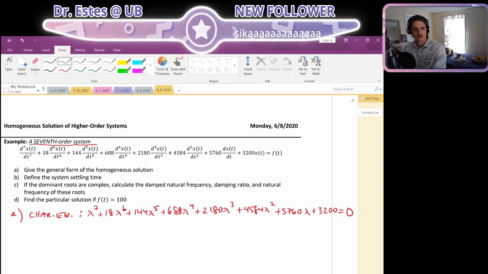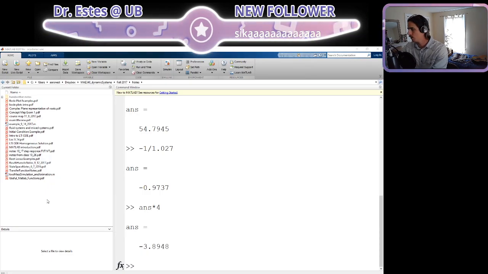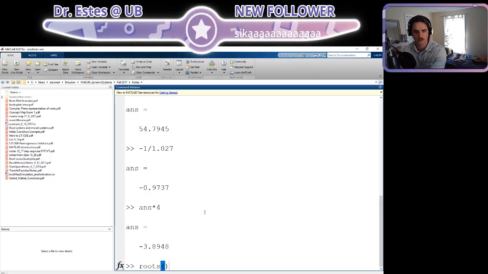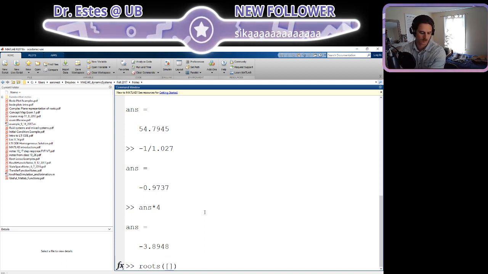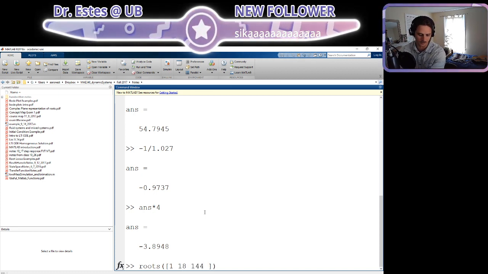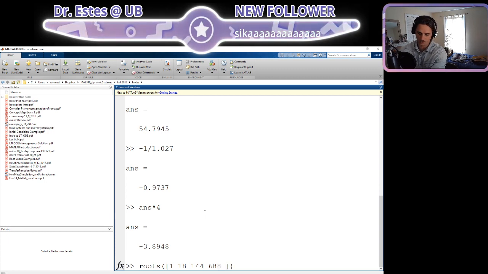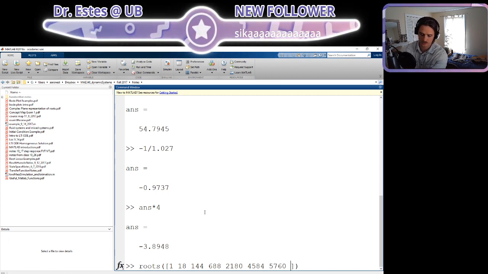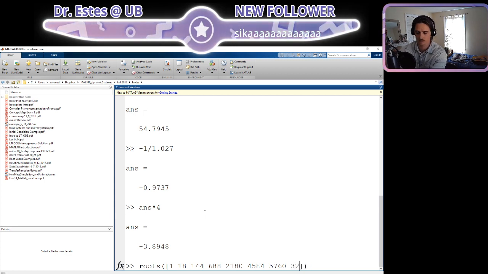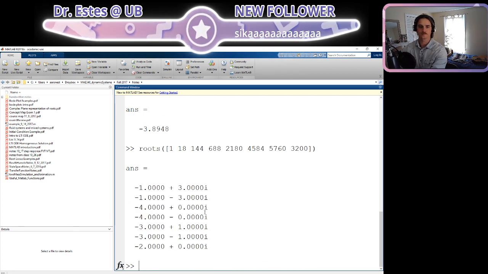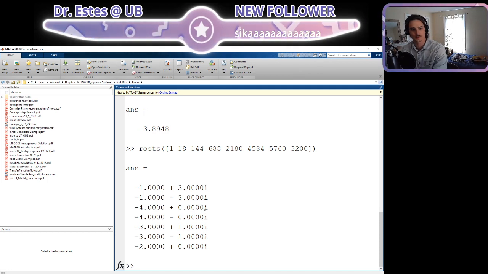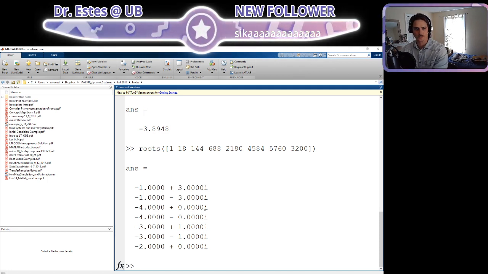Getting the roots, we allow MATLAB to do the grunt work. So 1 lambda to the 7th, 18 lambda to the 6th, 144 lambda to the 5th, 688 lambda to the 4th, 2180 lambda cubed, 4584 lambda squared, 5760 lambda, 3200. And we have 1, 2, 3, 4, 5, 6, 7 roots.